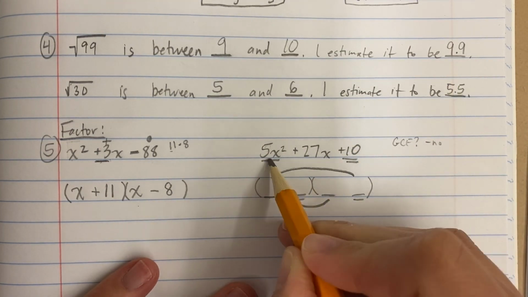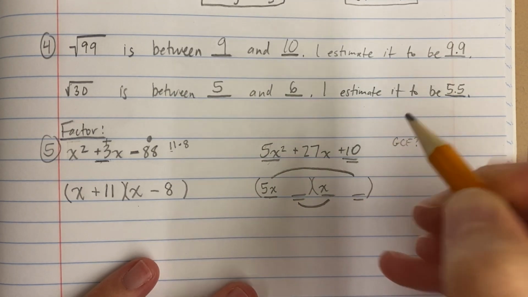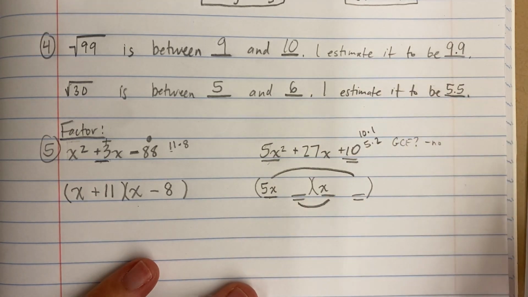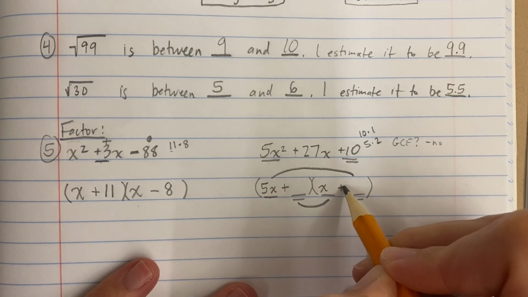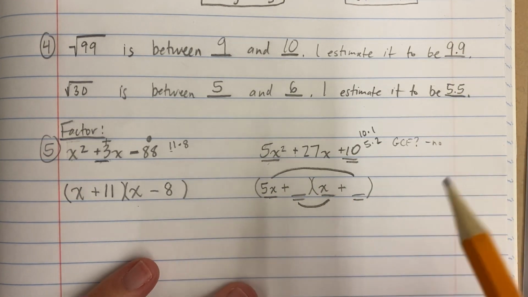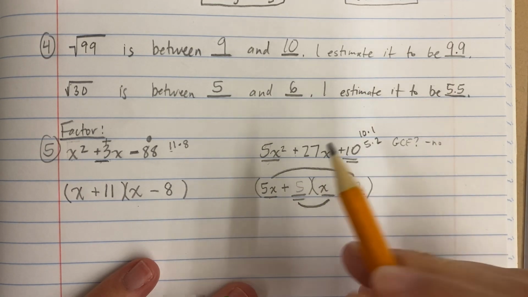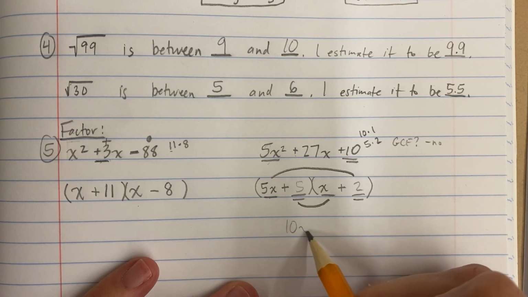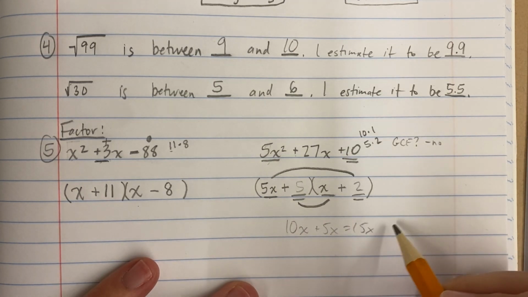I know this times this equals this, so that has to be 5x and x. For multiplying to 10, I could do 10 times 1 or 5 times 2. Let's start with 5 and 2. I notice I have all positives, so I'm going to go ahead and write positives. So far, I'm writing dark. I'm sure about everything. Now I'm going to start writing a little bit lighter. I'm going to put a 5 here and a 2 here. That's 5x times 2, that's 10x, plus 5x. That's 15x. Nope, that doesn't work.